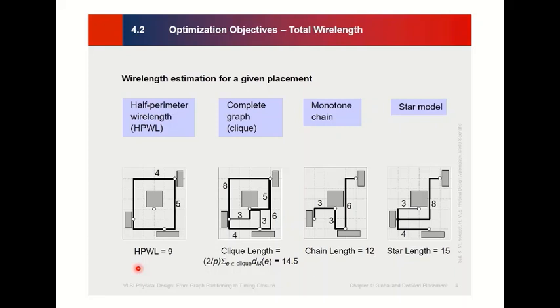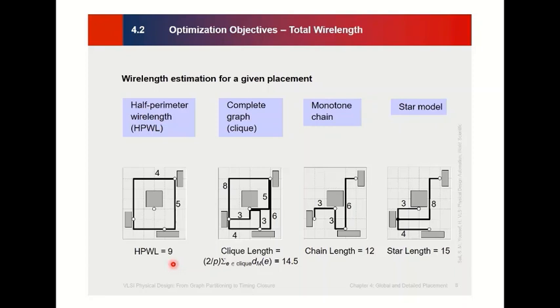There are several estimations for wire length. HPWL, half perimeter wire length, is very popular. In this example, how do we do it? We have these 4 nodes. We draw a rectangle outlining the outermost nodes, and the wire length is estimated to be half of the perimeter. In this case, half of the perimeter is 4 plus 5, so the estimated wire length is 9.